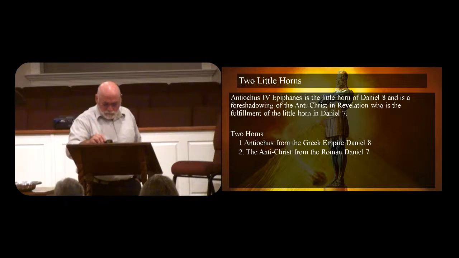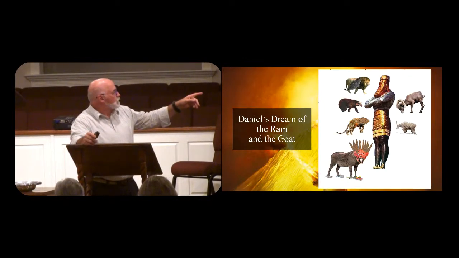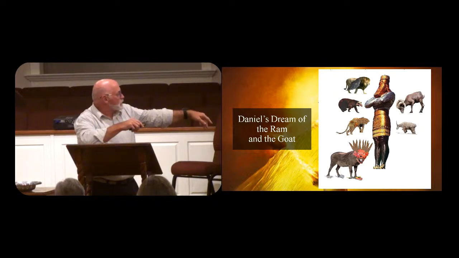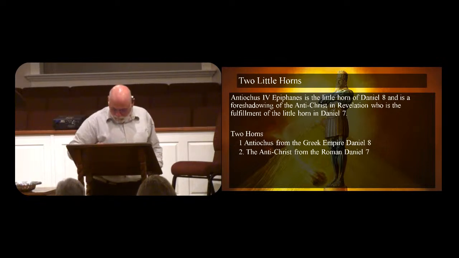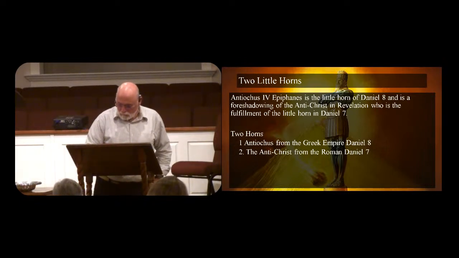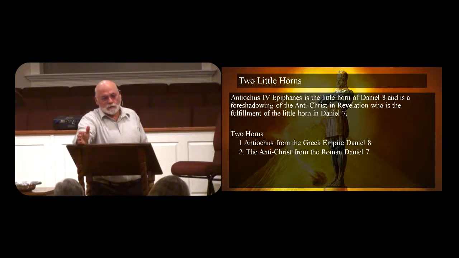Then we talked about the horn that came up from the 10-horned beast here, and that horn was a man by the name of Antiochus Epiphanes. So Antiochus IV, Antiochus Epiphanes. Epiphanes means one who appears like God, one who has a divine appearance. So he proclaimed himself as God, and he's the little horn of Daniel chapter 8, and that is a foreshadowing of the Antichrist in the Revelation, and he is the fulfillment of the little horn in Daniel chapter 7.